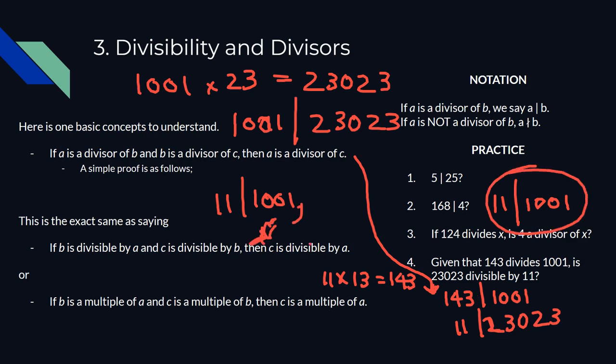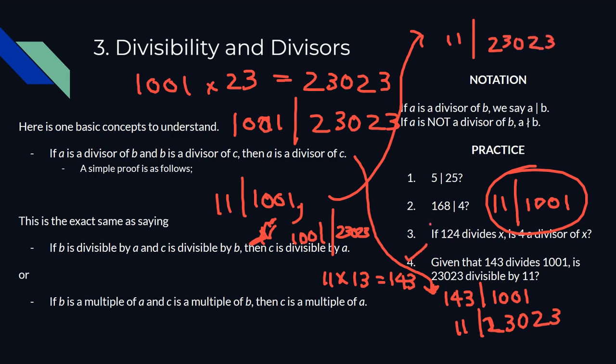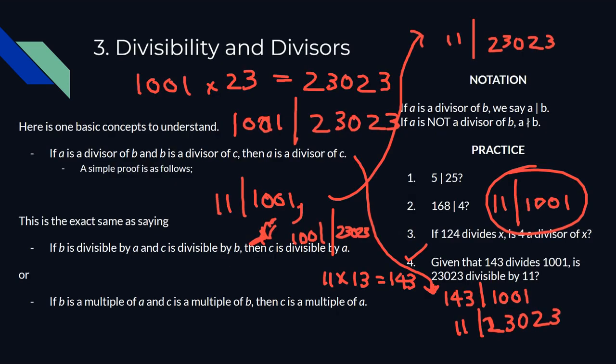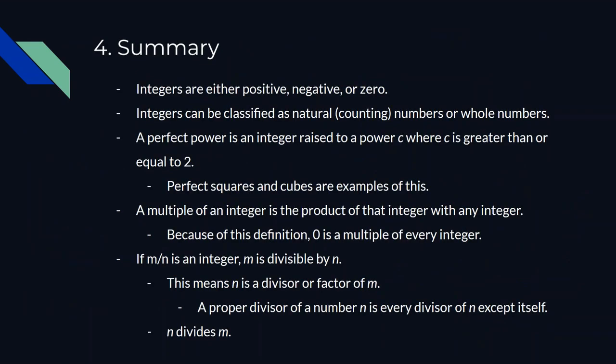Now we're given that 1001 divides 23,023. So we can connect these two to say, I'm going all the way to the top here now, 11 divides 23,023. So the answer is yes. And that's kind of the summary. I know, of course, there are much faster ways to do this. I was just trying to give as thorough a solution as I could.